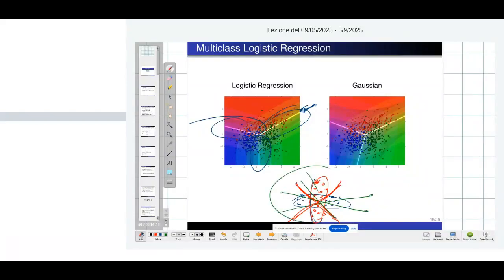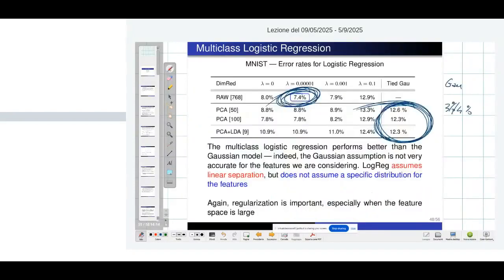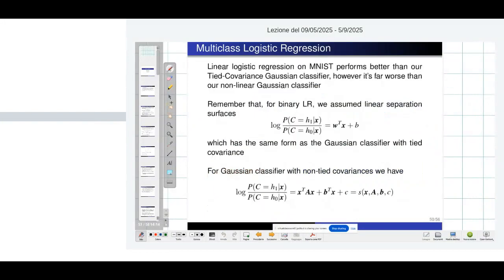The question is, how can we find a way to get the benefit of more powerful separation rules together with the benefits of a discriminative model, which does not require us to have a good model of the feature distribution? The answer is yes. However, it will lead to models that become more complex and, as such, will tend to overfit even more. How can we do that?